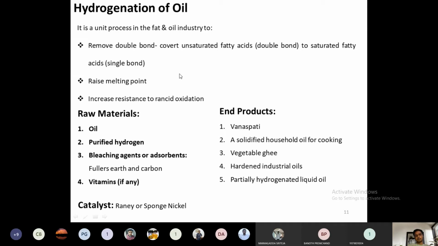Then the end product of this hydrogenation or hardening of oil is vanaspati. Dalda is something we use in household cooking. Dalda, vanaspati, these are the names Dalda is known by. Then vegetable ghee can be prepared using this hydrogenation of oil. Hardened industrial oils can also be prepared in order to increase their shelf life, storage life. Partially hydrogenated liquid oils can also be prepared. These are the various end products of the hydrogenation process.